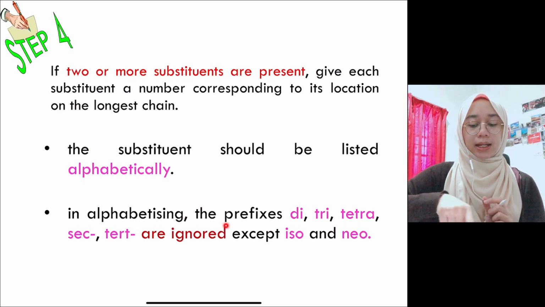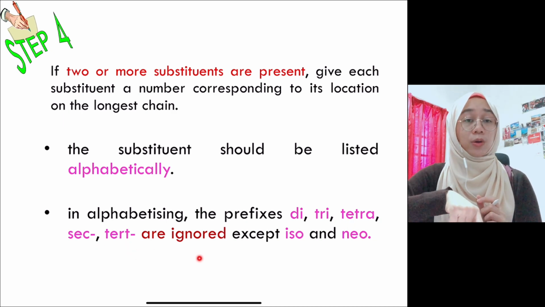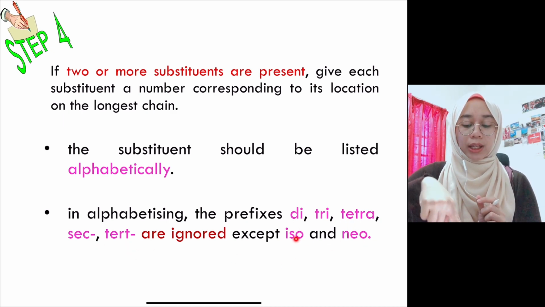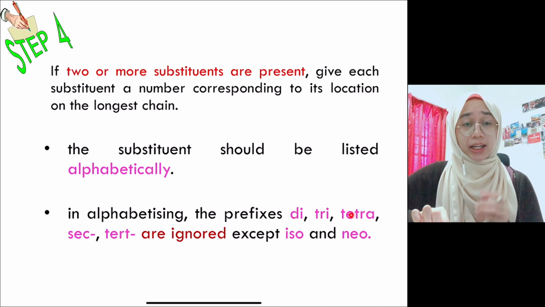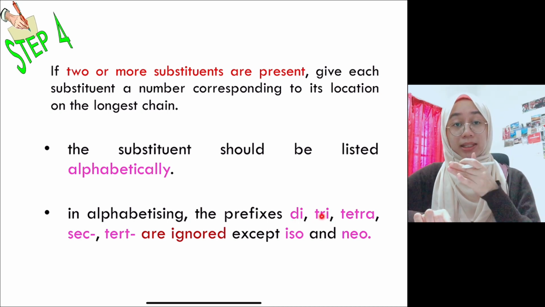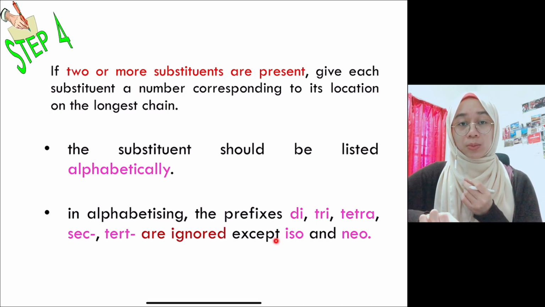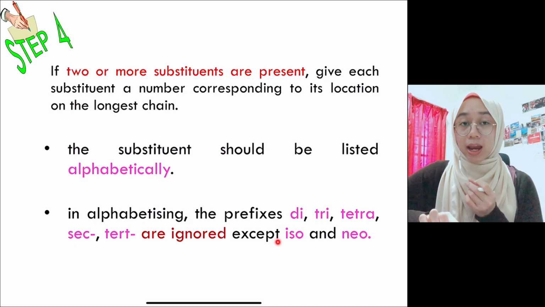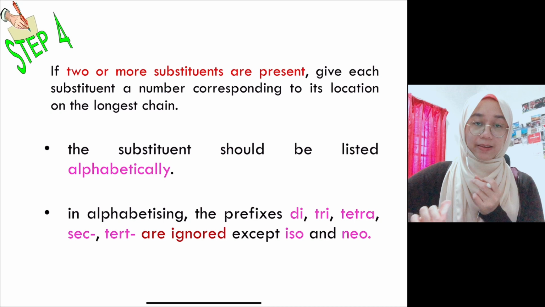So in alphabetizing, the prefixes di, tri, tetra, sec and tert are ignored. But for iso and neo, we do look at the letters I and N. Okay, but for di, tri, tetra, you don't look at the D or anything, no. Okay, you look at the name after that, the name of the substituent itself. But if the name of the substituent is isobutyl, you look at I, not B. But if the name is dibutyl, you look at B, not D, like that.